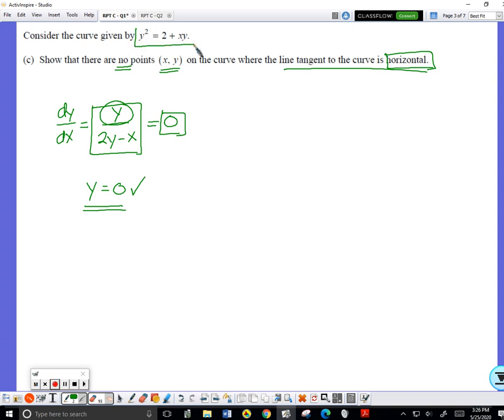So now we go back up here and say, okay, what happens if y equals 0 as far as the points on the curve? We have y squared equals 2 plus xy. So plug in a 0 for y.